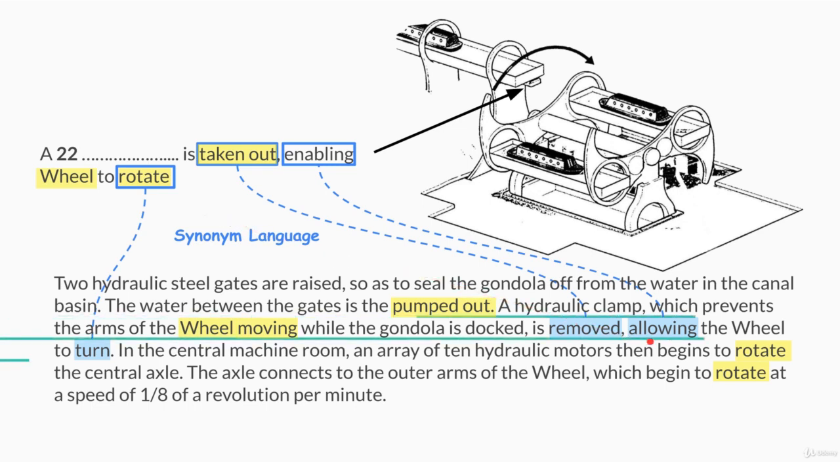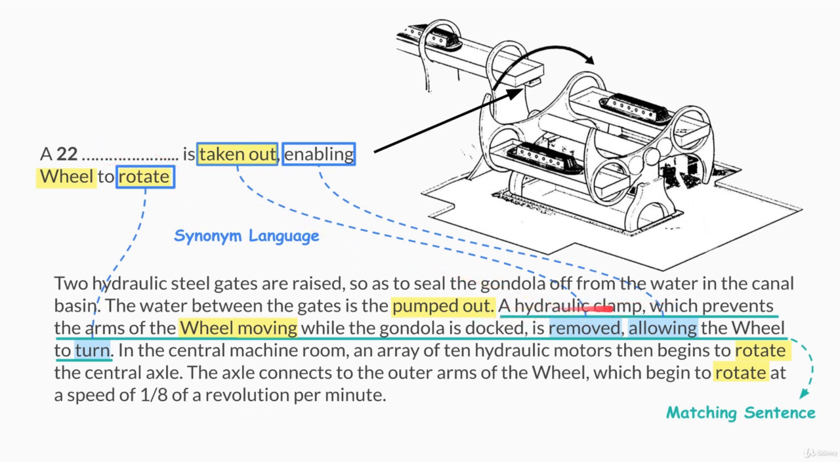So I'm pretty sure I'm going to find my answer somewhere around here. That is going to be my matching sentence. So let's go ahead and read the sentence now. It says, a hydraulic clamp which prevents the arms of the wheel moving while the gondola is docked is removed, allowing the wheel to turn. So something is taken out which allows the wheel to turn, to rotate. What is taken out?